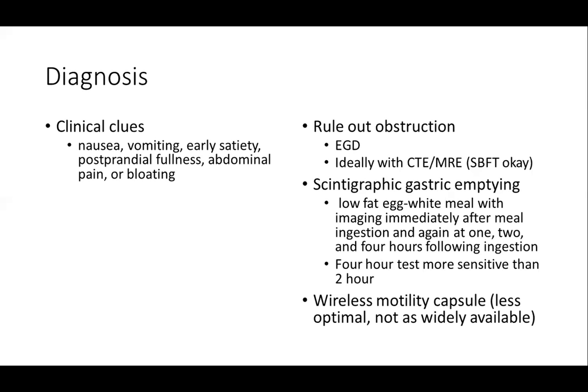So what do you do about it? If they're having these symptoms, this is a very common reason we see them in clinic, and EGD is reasonable really to look at the gastric outlet. So look in that pyloric channel. There's a lot of NSAIDs in this area.